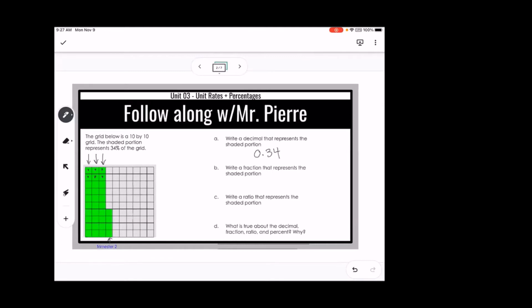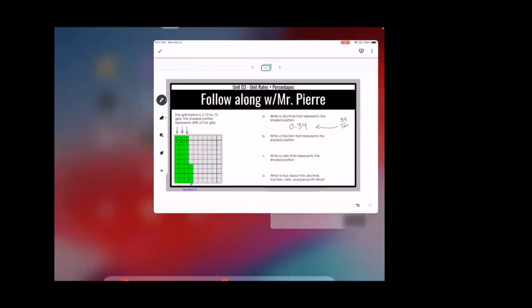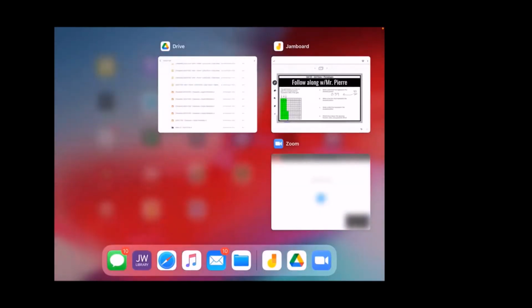Now, how did Mr. Pierre do that? Well, Mr. Pierre is going to go to his calculator. And in our calculator, if we do 34 divided by 100, this is what we get. Is there someone who has the calculator app that can show us how that's done? Is there someone who can open up their calculator app? Go for it, Allison P.